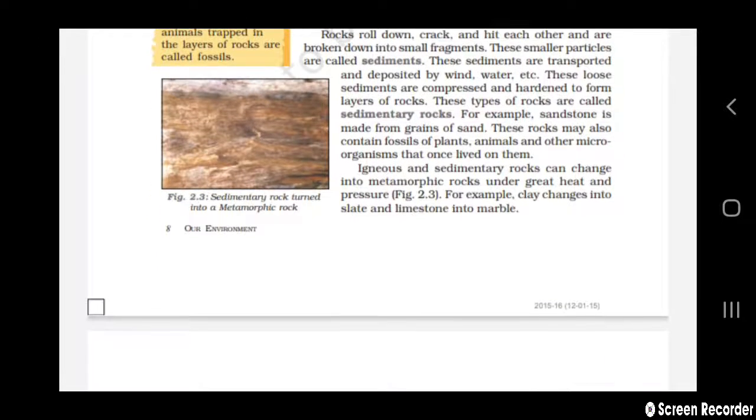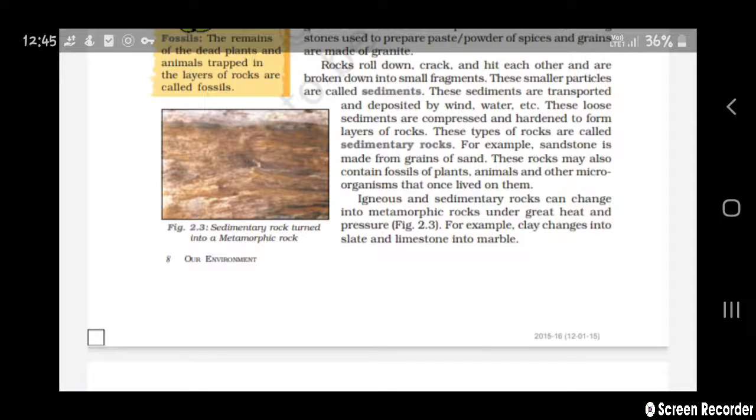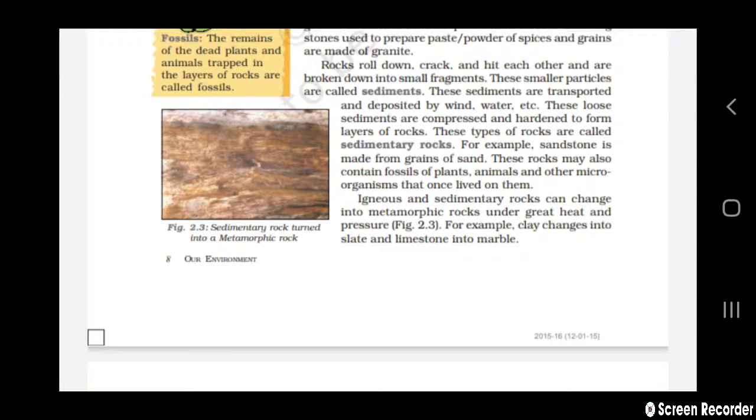Rocks roll down, crack and hit each other and are broken down into small fragments. These smaller particles are called sediments, and these sediments are transported and deposited by wind, water and many other agents. These sediments are compressed and hardened to form layers of rock, and this type of rock is called sedimentary rock.